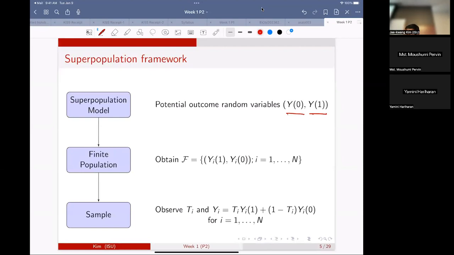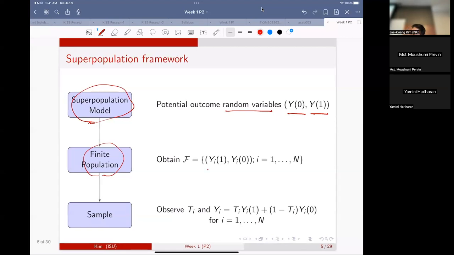And then the random variable is defined in the model, and the realization from the model is a finite population. In the finite population, we have realized values which we do not necessarily observe. So we have a realization yi1 and yi0.